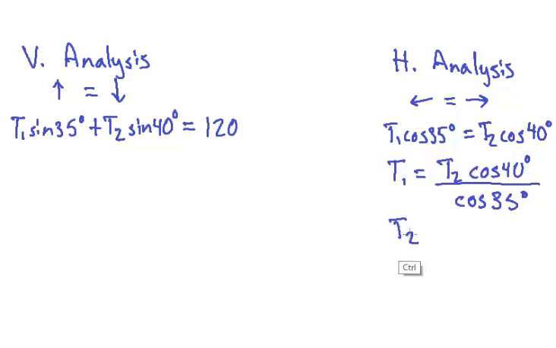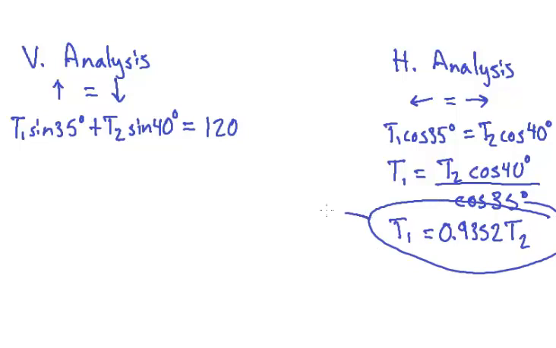Wait a second, I made a mistake. T1 equals. The T2 is going to stay there, but if I divide cosine of 40 by cosine of 35, it's going to give me the answer of 0.9352 T sub 2. I haven't found T1, but at least I have something that I can substitute it with. I'm going to substitute it in here. Once I do that, it's only going to leave me one variable on the other equation. So that's going to allow me to solve at least the vertical analysis.